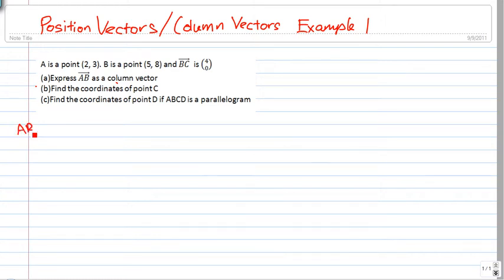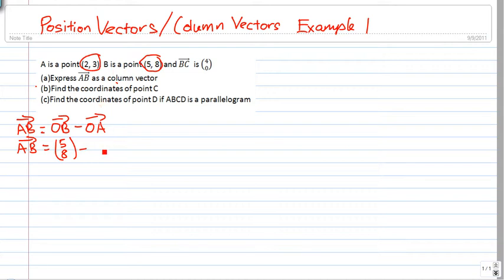So AB is equal to OB minus OA. Now OB can be gotten from here. OB can be represented as (5, 8), and OA can be gotten from here. It's in coordinate form. All you have to do is put the x component, this is the x component.